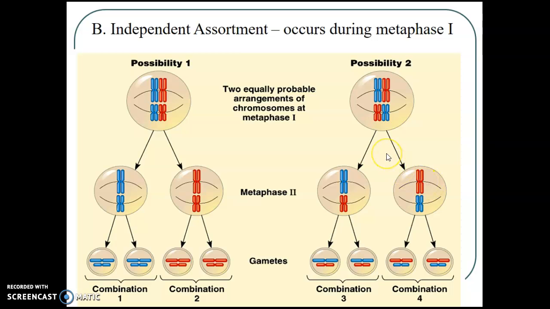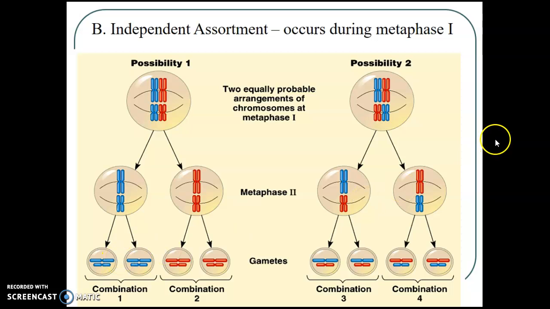So for example, even with just 4 chromosomes, we can see various combinations. So on the left, we have a possibility where we have 4 chromosomes. And in this case, the chromosomes that came from one parent are all on one side, and the chromosomes that came from the other parent are all on the other side. So when they are divided into the cells, we can see that all the blue chromosomes, maybe they came from dad, end up in the same cell, and the red chromosomes that came from mom end up in the same cells. So we end up with 2 cells with the red chromosomes and 2 cells with the blue chromosomes.